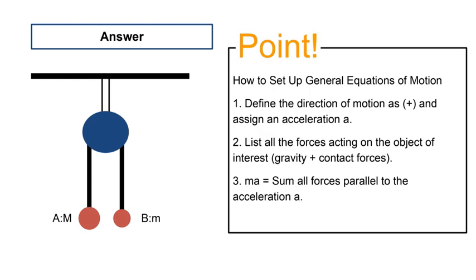How to set up general equations of motion. 1. Define the direction of motion as plus, and assign an acceleration a. 2. List all the forces acting on the object of interest: gravity plus contact forces. 3. ma equals the sum of all forces parallel to the acceleration a.